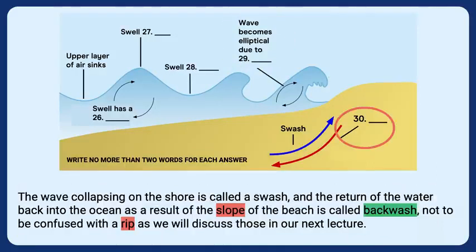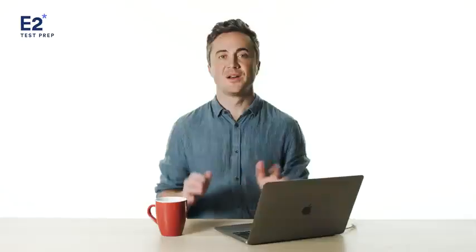Okay, number 30. Don't miss little questions like this that you might not see. So we've got swash. Number 30, is it slope? No, it's backwash. It's the result of the slope of the beach and it's called backwash. If you wrote one word or two words, it would be considered correct. And it's not a rip. That is a distractor. Okay, we've done it.